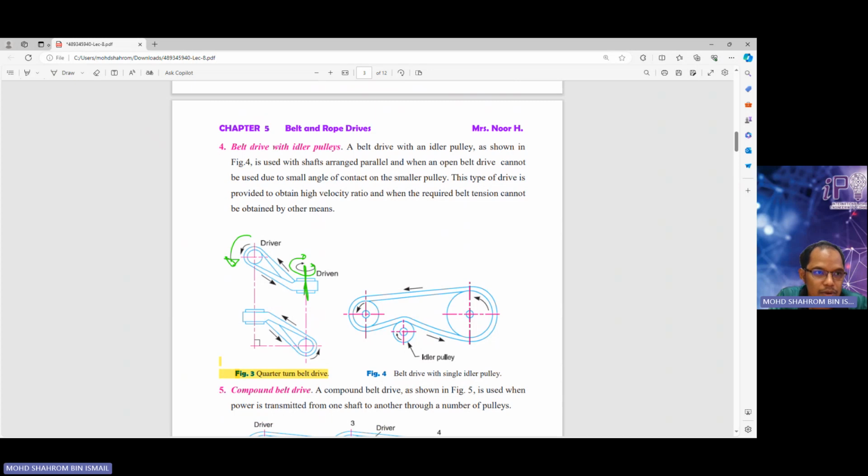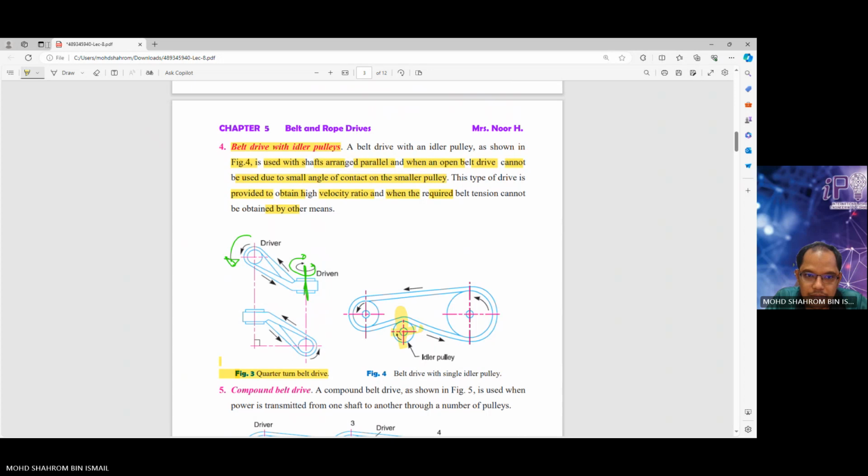Okay, then we go to belt drive with an idler pulley, belt drive with pulley lah. Basically the idler pulley doesn't move position. It just stays stagnant there. So belt drive with an idler pulley, as shown in figure 4, is used with shafts arranged parallel, and when an open belt drive cannot be used due to a small angle of contact on the smaller pulley. This type of drive is provided to obtain a high velocity ratio, and when the required belt tension cannot be obtained by another means.